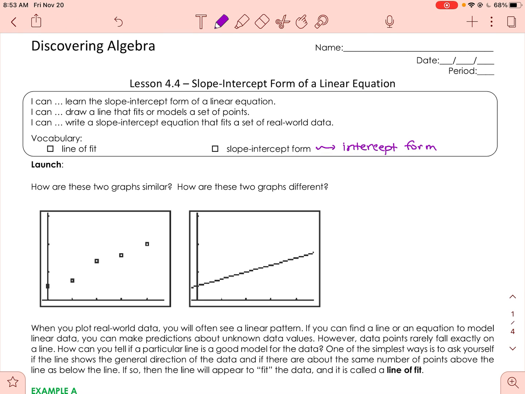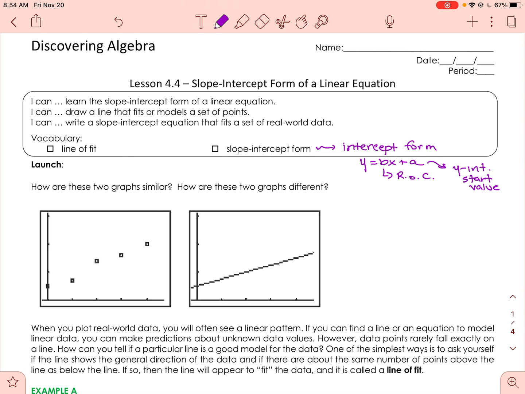Okay, and remember, intercept form said y equals bx plus a, where b was our rate of change and a was our y-intercept, or our starting value. Okay, so again, you will see that there are some similarities between the slope-intercept form and the intercept form in this lesson.